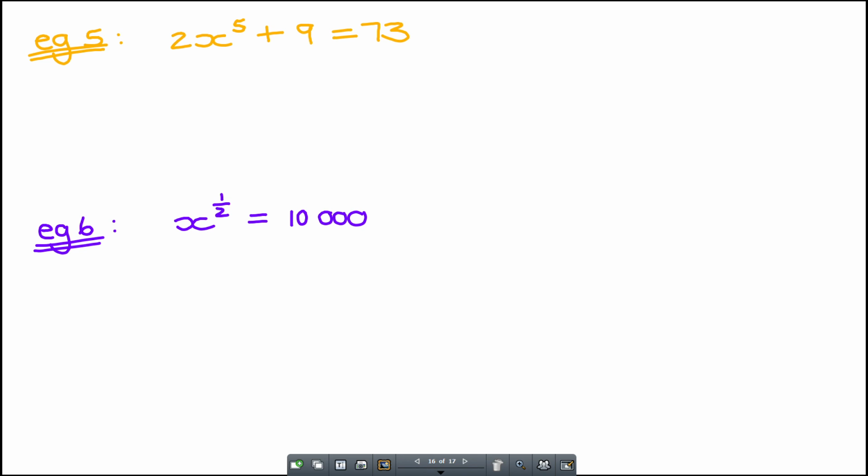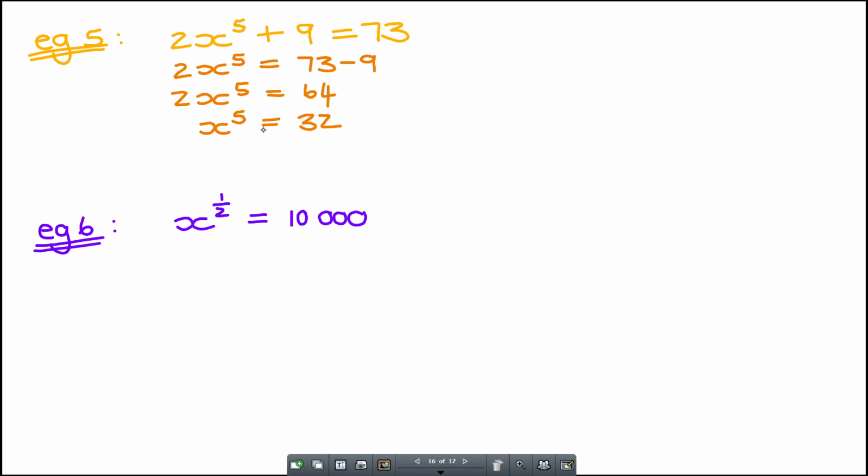You guys done? Right, okay, so what would be my first step? Take the 9 over. Okay, so I'm going to have 2x to the power of 5 is equal to 73 minus the 9. Okay, now I've got to get rid of that coefficient. So x to the power of 5 will be 64 divided by 2, but you could skip to just saying 32.